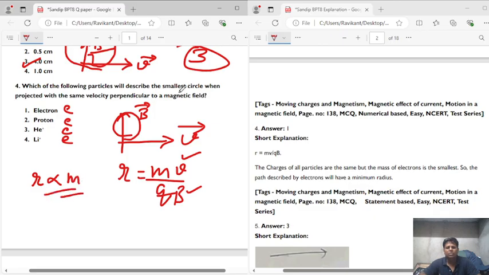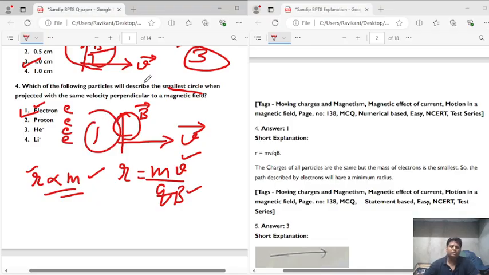They are asking for the smallest circle. Smallest circle means smallest r. Smallest r means smallest mass. Among these 4, the electron has the least mass, right? So the smallest circle will be described by the electron. According to this logic, the correct answer for question number 4 is option 1.